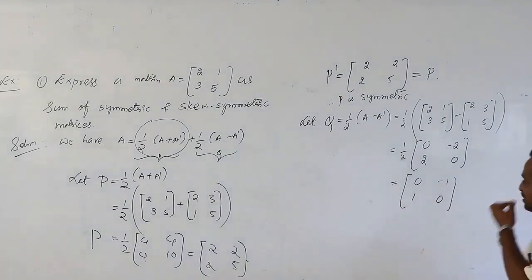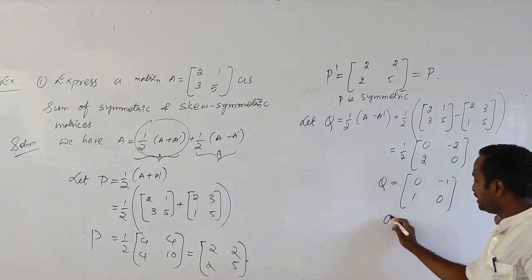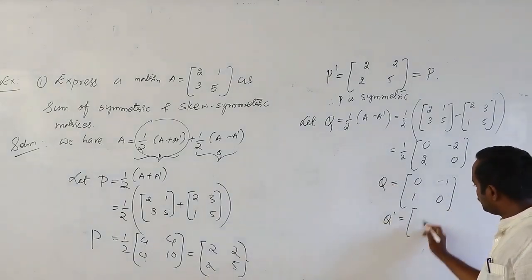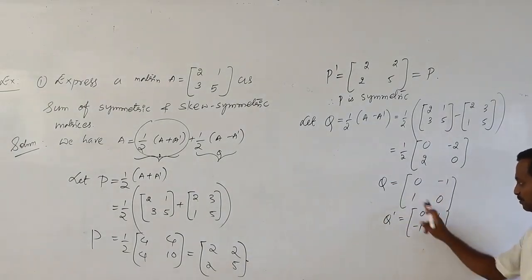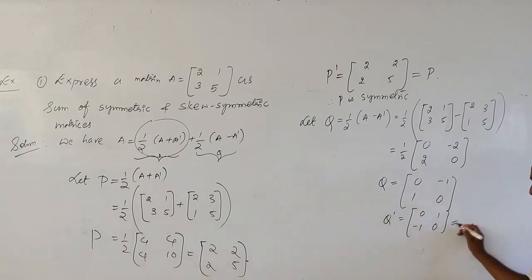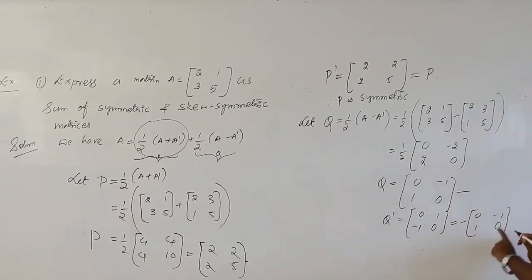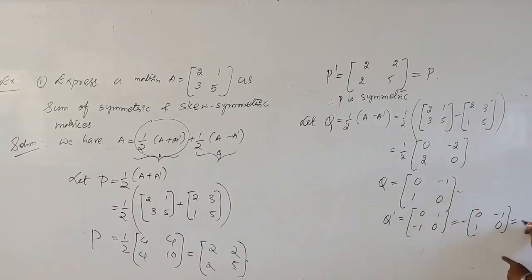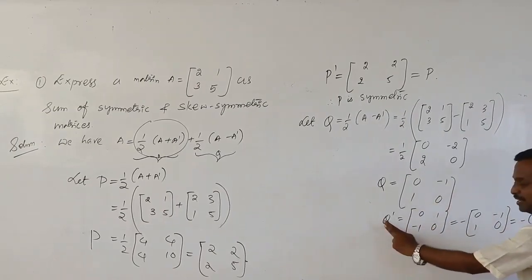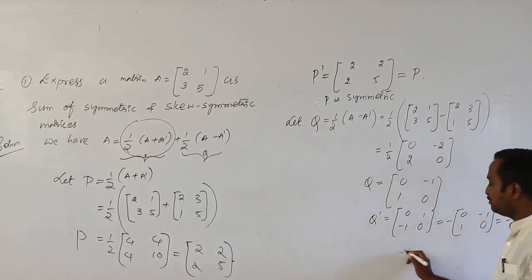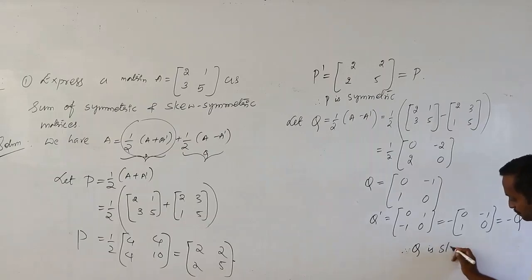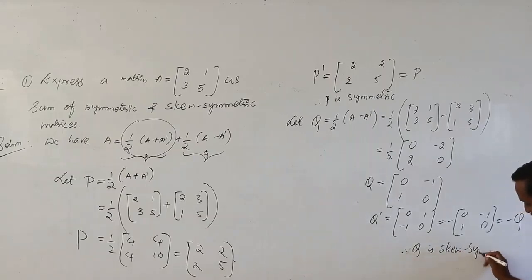This is Q. Q dash is 0, 1, minus 1, 0. Take a minus common: minus of 0, minus 1, 1, 0. So this is the same as minus Q. Q dash becomes minus Q. Therefore Q is skew symmetric.